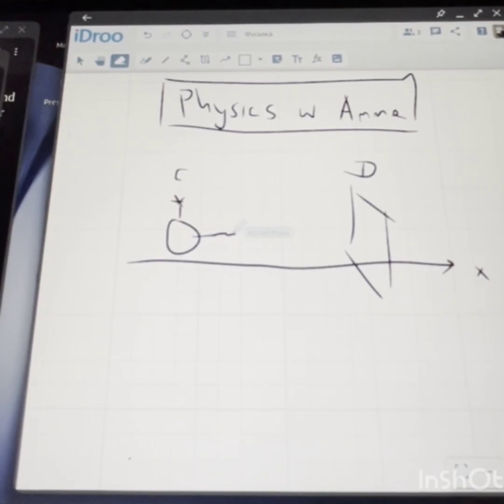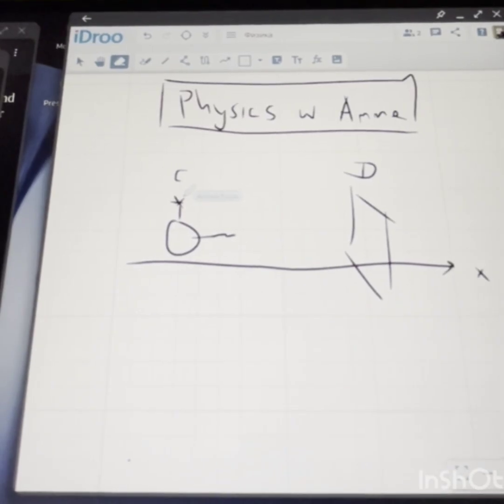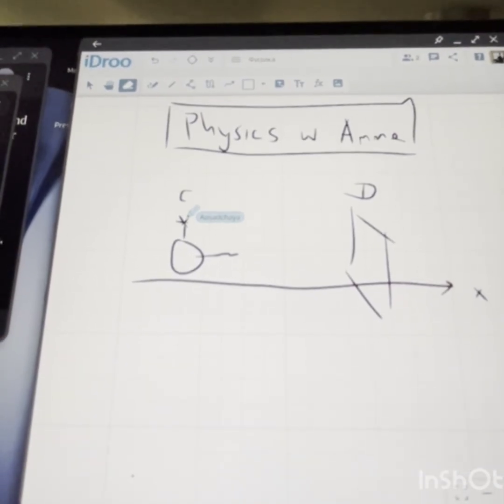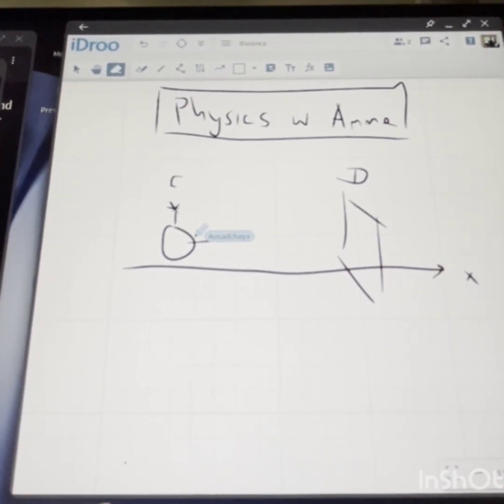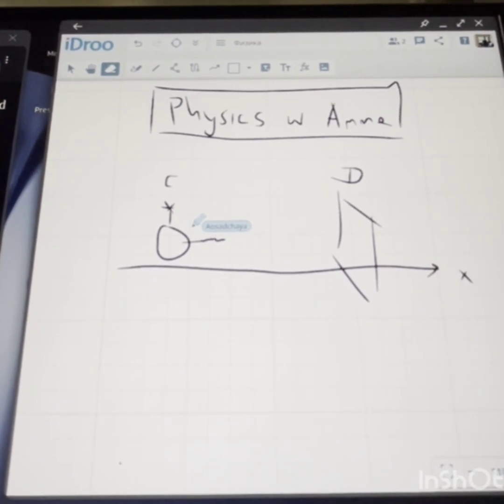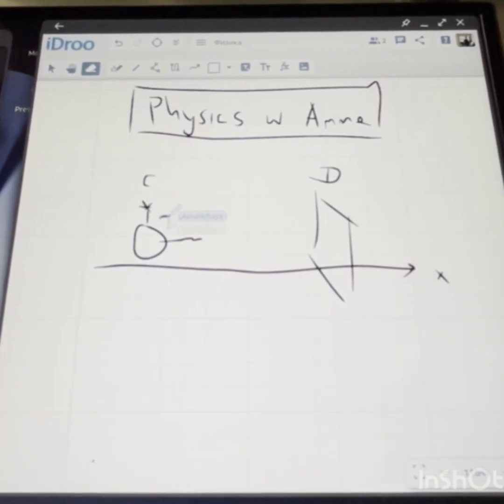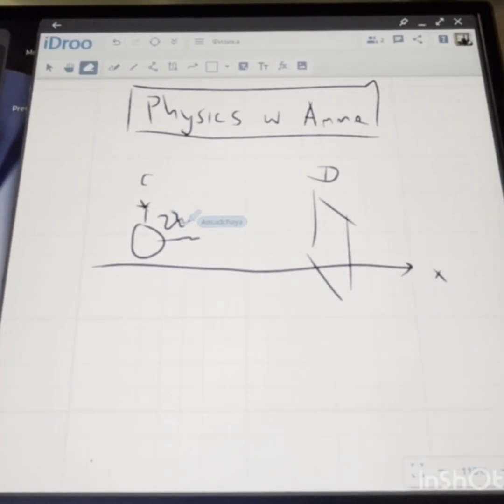Why is it like that? Just need to get used to it. It's sensitive to how hard I press. And now it's not letting me write. Wait, no, it's just like that. Okay, sorry, that's fine.